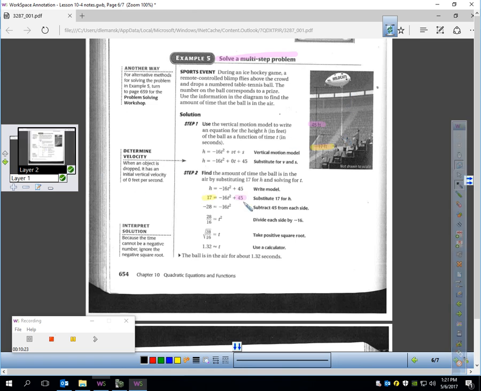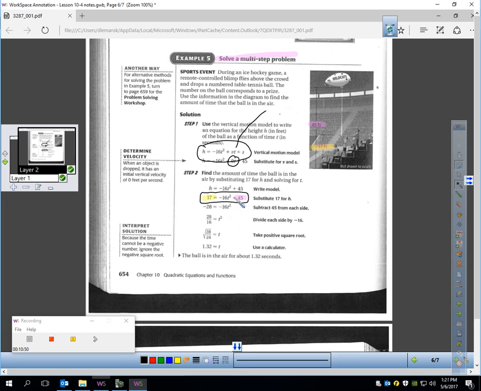So I'm using vertical motion. So here's the model. Okay, the 45 is going to be plugged in for the starting height. 17 is the height that the ball is being caught, and when the ball is dropped, it's starting from a dead stop. So v, you notice, is 0, which means the middle term disappears. So do you notice? This is a problem with no b value. These are great to solve using the square root technique.